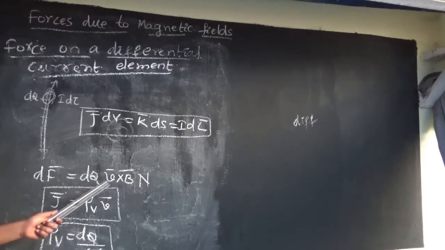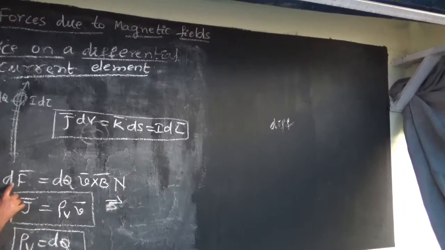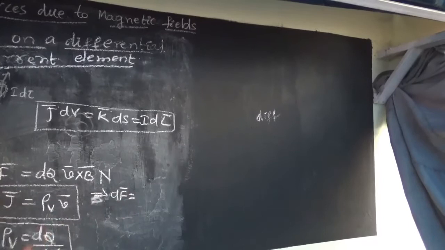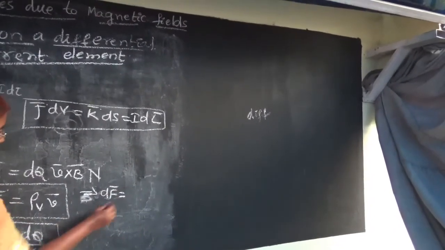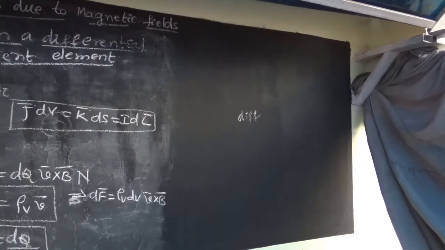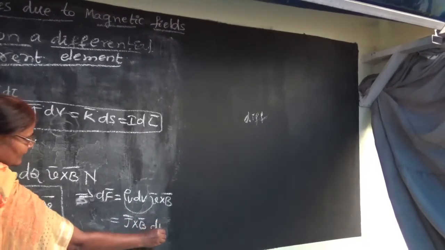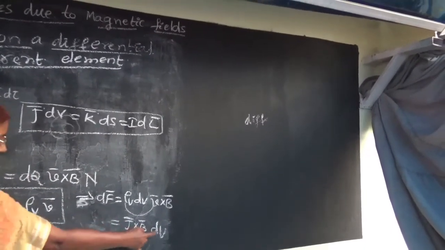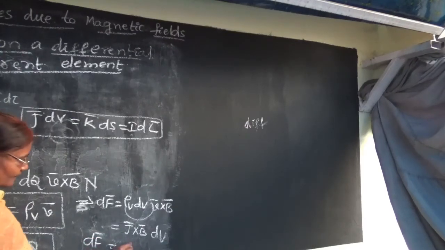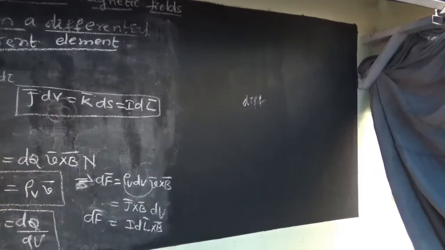df bar is equal to dq v bar cross b bar. Now take this: dq can be written as rho v dv. So df bar is equal to rho v dv into v bar cross b bar newtons. We can write this. And what is rho v into v bar? This is nothing but J bar cross b bar dv. We can write like this. And what is J bar dv? J bar dv can be written as I dl bar. So this is nothing but df bar is equal to I dl bar cross b bar. So we can write like this.